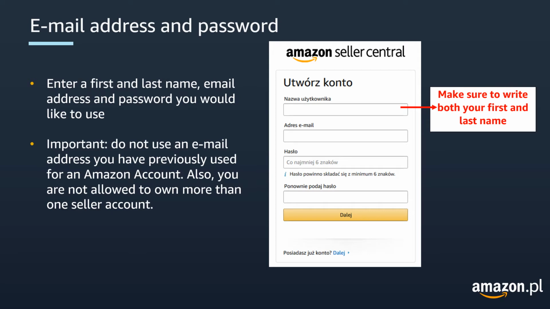The first thing you have to do to create an Amazon Seller account is to enter your first and last name. You will also need to enter an email address and the password you would like to use to access your account. Then click on Next. It's important that you don't use an email address that you have previously used for another Amazon account. Furthermore, you must know that you are not allowed to have more than one Amazon Seller account.